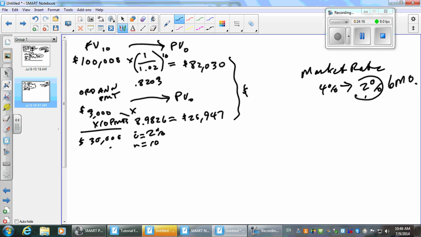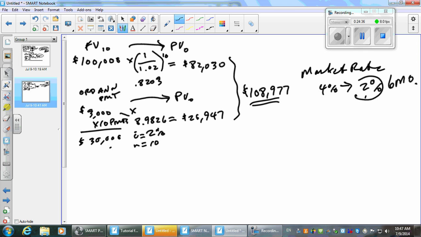So what's 82,030 plus 26,947? 108,977. You mean people are going to really pay $109,000 for a $100,000 bond? Yeah, that's what the effective rate and the stated rate are. Big difference between them, huh? Everybody got it? And this will be a premium.